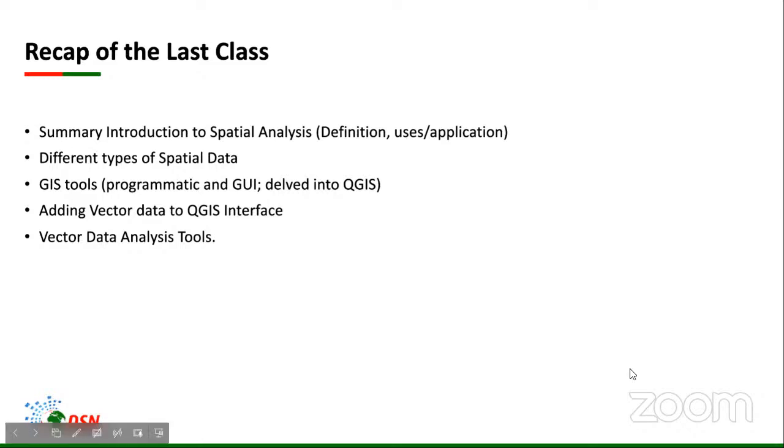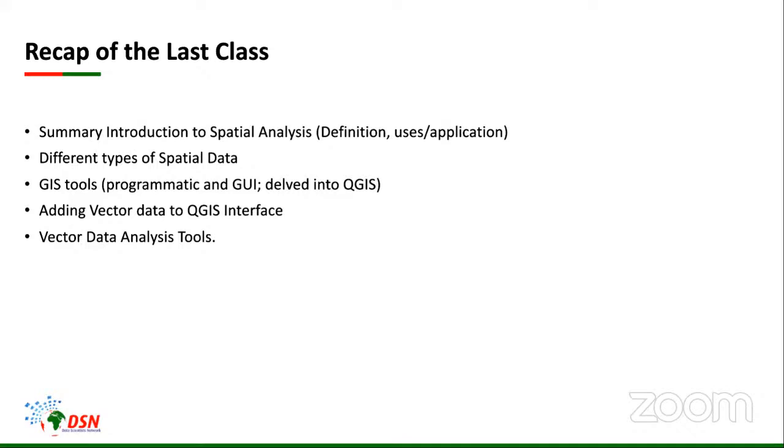Before we went there, we showed some GIS tools, which are the programmatic GIS and the GUI, the graphical user interface. For programmatic GIS, we have Python and R used for GIS. But for the GUI, like I said, the graphical user interface, which people mostly call drag and drop, we used QGIS. We dove into QGIS a bit and showed how vector data is added to the QGIS interface, and a little bit of vector preprocessing tools such as clipping, buffering, and co. Then we also did a little bit of vector analysis.